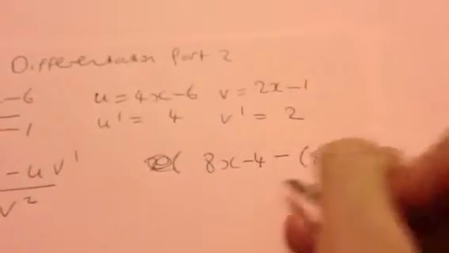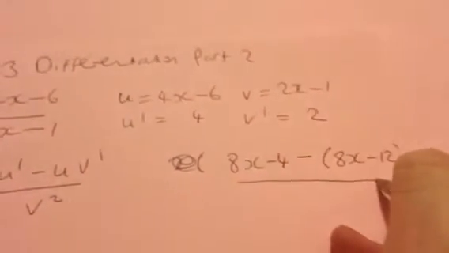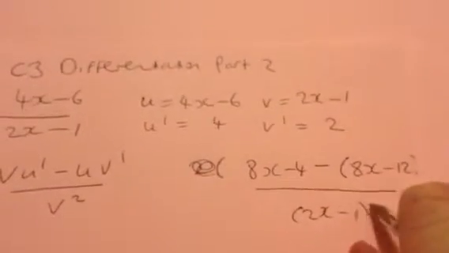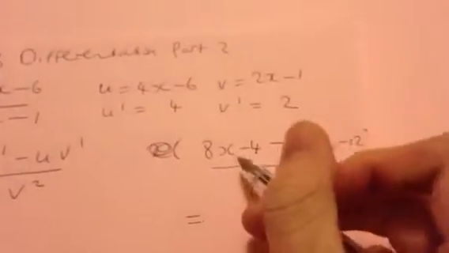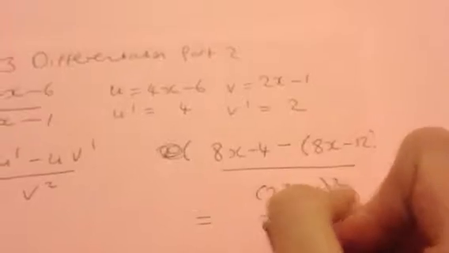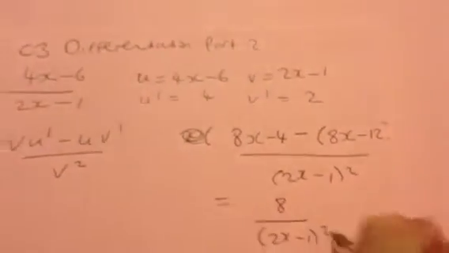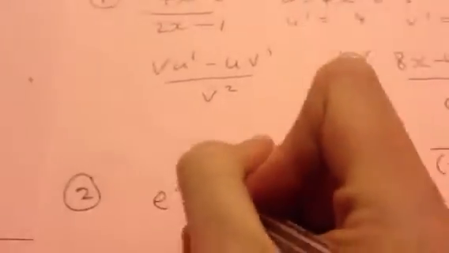So VU dash minus UV dash over V squared, which is 2x minus 1 all squared. So the answer there is minus 4 plus 12, which is 8 over 2x minus 1 squared. Okay, so that's the first one there, quotient rule. Number 2, e to 2x tan x.